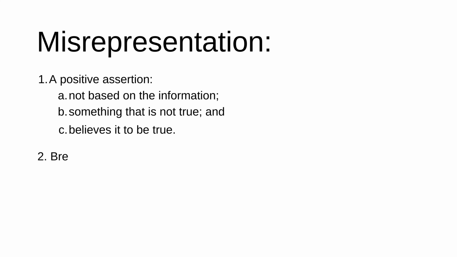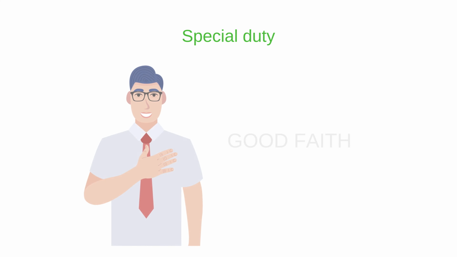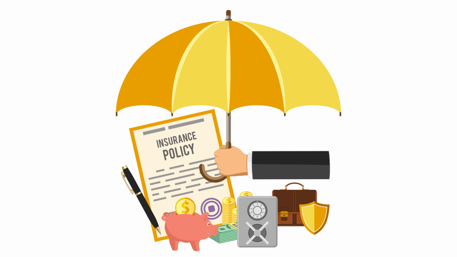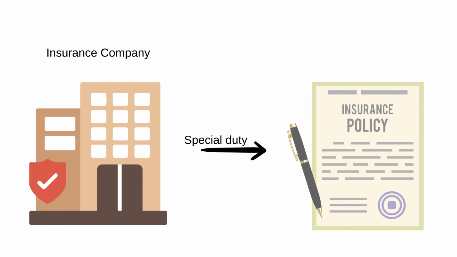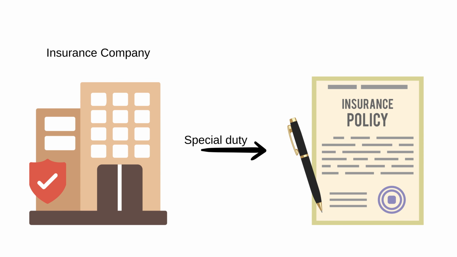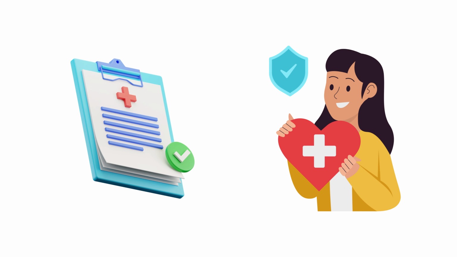Second, any breach of duty. In this kind of misrepresentation, generally there are these three elements. There is a breach of duty by a person, but there is no intention to deceive. Nevertheless, there is an advantage gained by someone because of the breach of duty. There are certain types of situations where by default parties have a special duty to act with utmost good faith. For example, insurance contracts. Generally, the insurer has a special duty to explain all the terms of insurance to the person buying insurance. And the person who is buying insurance has a duty to disclose all material facts truthfully.